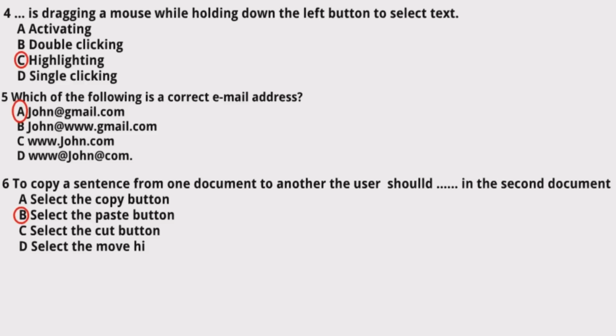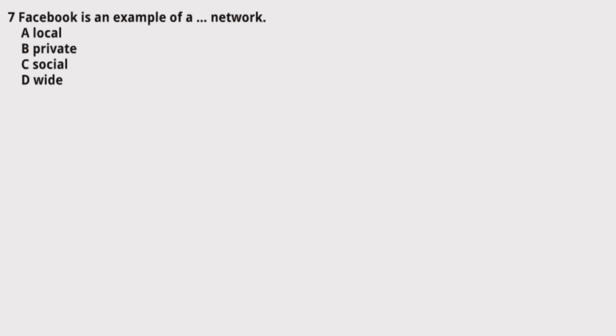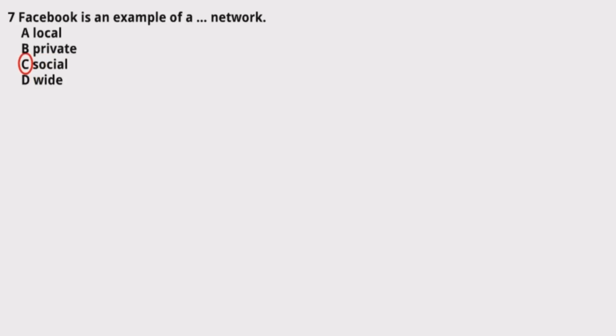Okay, we go to question 7. Facebook is an example of a dash network. A, local network, no. B, private network, no. C, social network, yes. D, wide network, no. The correct answer is C, social network.